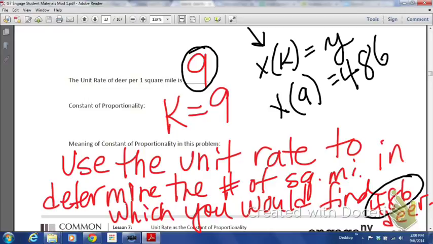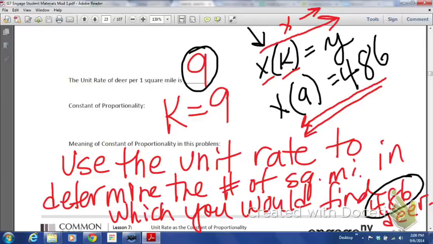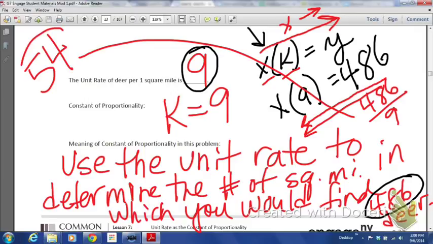Now, a real quick tip if you're working with multiplication and division. As you can see, this is multiplied. We're multiplying x times k to equal that. Now, if I'm going to work this way, we know that division is the inverse operation of multiplication, which means it's the opposite. So if I am multiplying this way, I divide this way. All we'd have to do is take 486 and divide that by 9. Hopefully you did that, and you would have come up with the answer of 54. So that's the number of square miles.